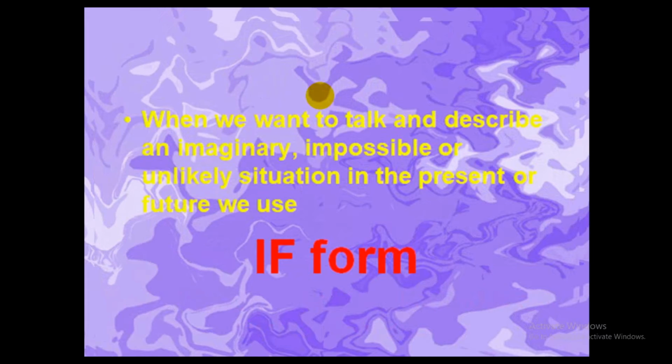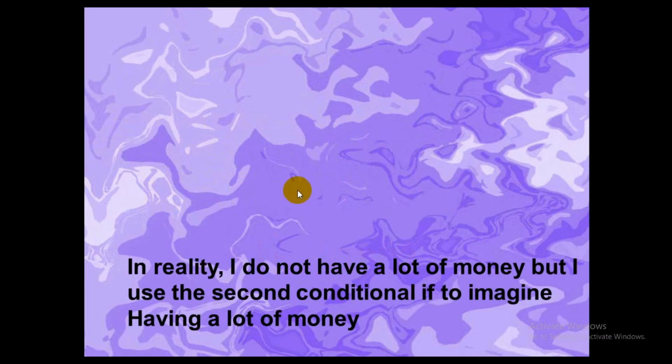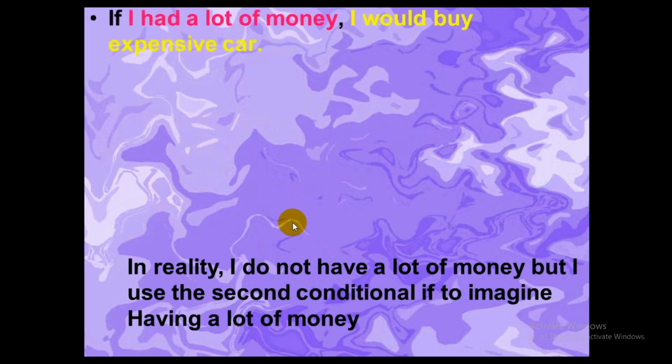Now, someone will ask me, why did you, in your answer, use if form? Because if we want to talk and describe an imaginary, impossible, or unlikely situation in the present or future, we should use if form. Here is another example. If I had a lot of money, I would buy an expensive car.